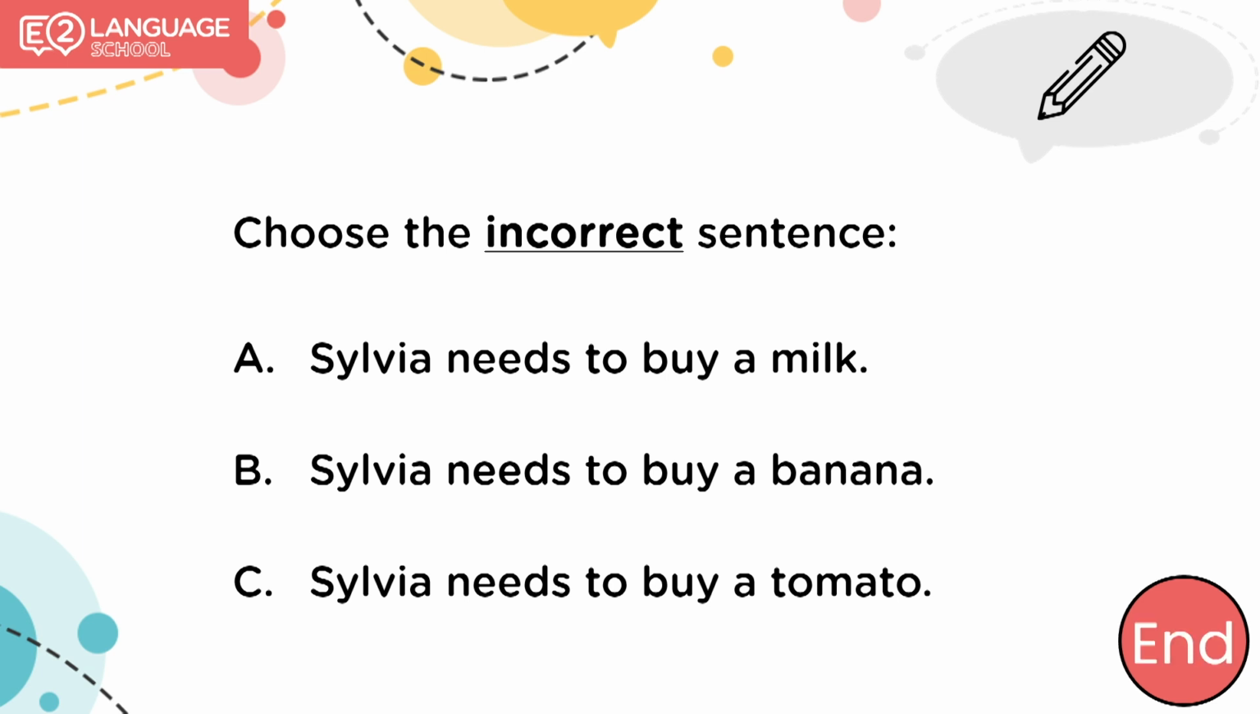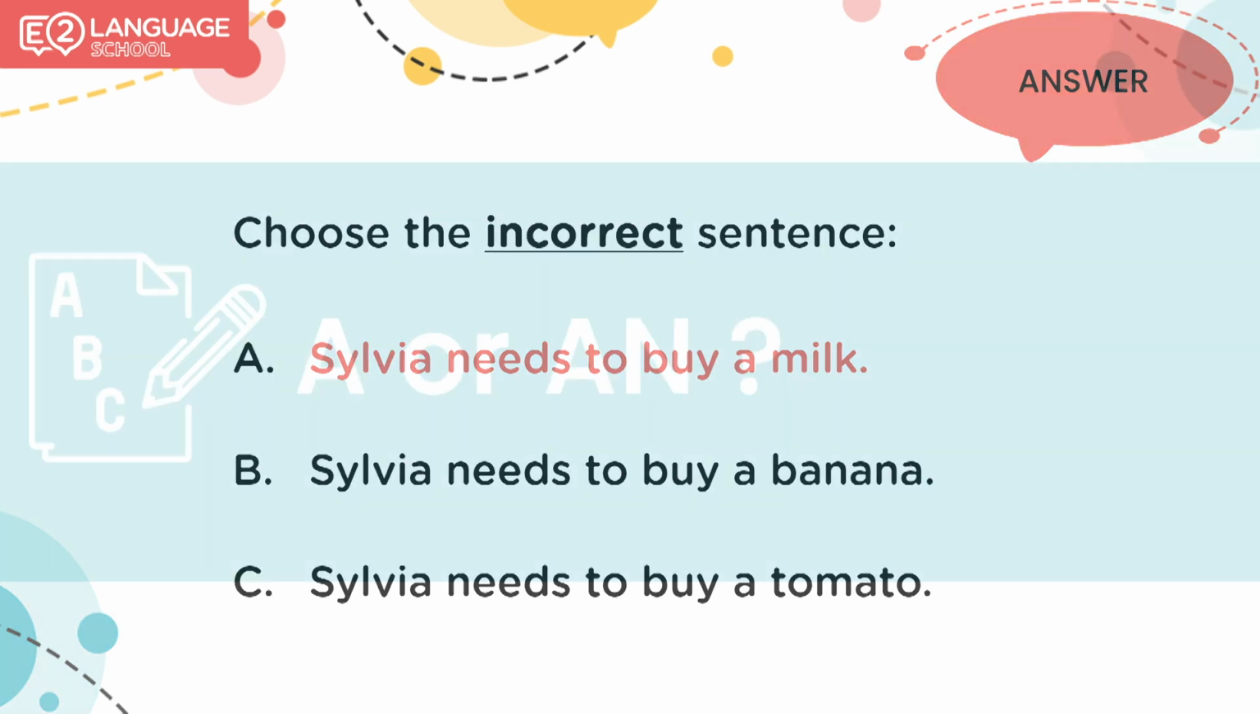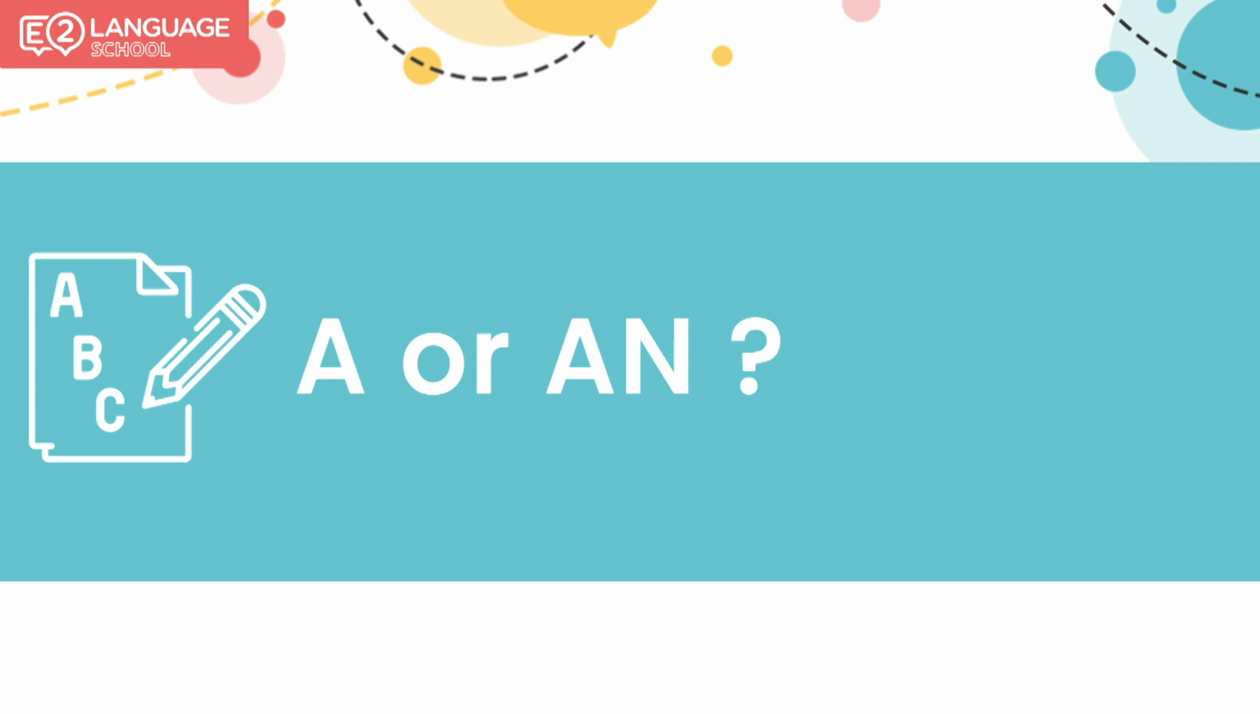Okay, everyone, time's up. Here is the answer. The answer is A. Now, the reason why this is incorrect is because milk is an uncountable noun. All right, so now we're going to move on to the next part of our lesson.